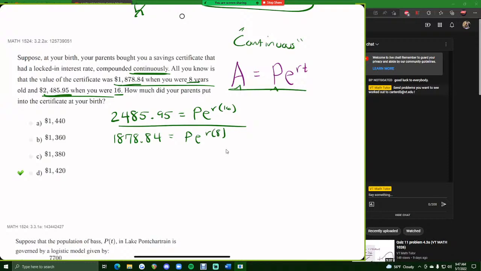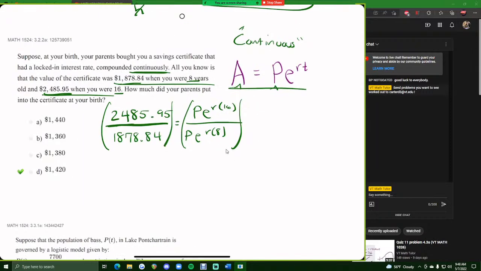The reason I did the larger values on top and the smaller values on the bottom is because what we want to do is divide these two equations, dividing each of these by one another. So it's basically like this division is equal to this division. So now we can divide these numbers on the left, the thousands values. So I'm going to go ahead and do that. 2485.95 divided by 1878.84. And that gives us 1.323.